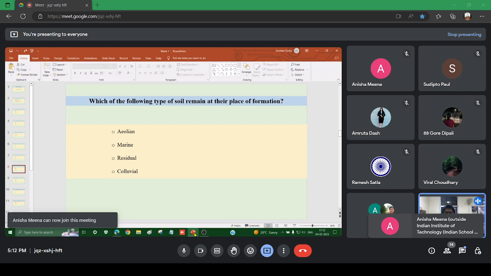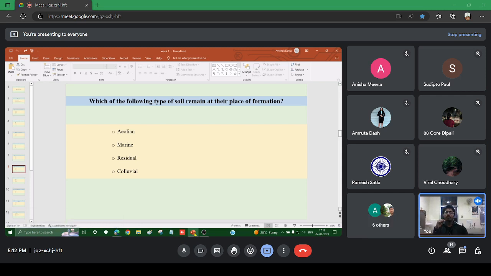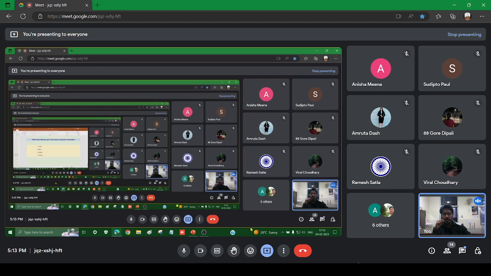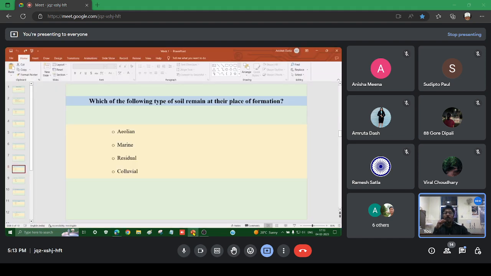I'll repeat the question. Which of the following type of soil remain at their place of formation? Those who have joined just now, start from this question. The previous questions and all the questions we'll be discussing at the end of the session, okay? The options are aeolian, marine, residual, and colluvial.